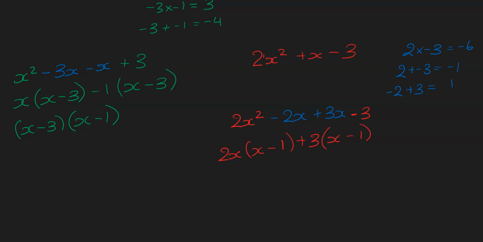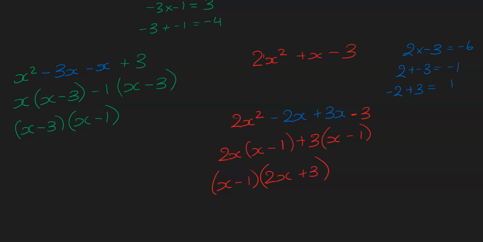And now we look at this quadratic function again and go, well, actually, there's another common factor over here. We've got x minus 1 and x minus 1 in brackets. So we can take x minus 1 out as a common factor. And what are we left with? We're left with 2x plus 3.